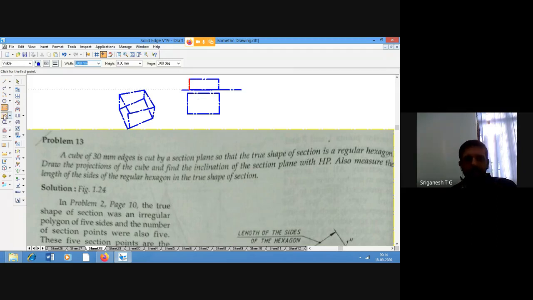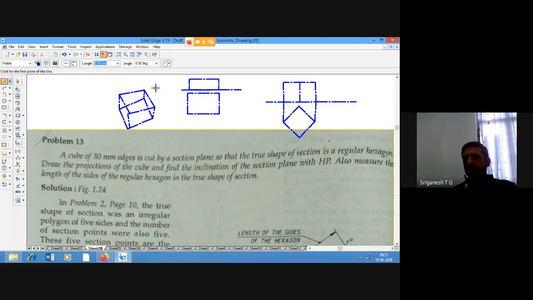What is the other way that I can place a cube? The other way that I can place a cube is like a diamond shape in top view. Isn't it? Like this. Correct? So how will this front view look? I will be able to get something like this. So the front view will look like this, and the top view will look like this.